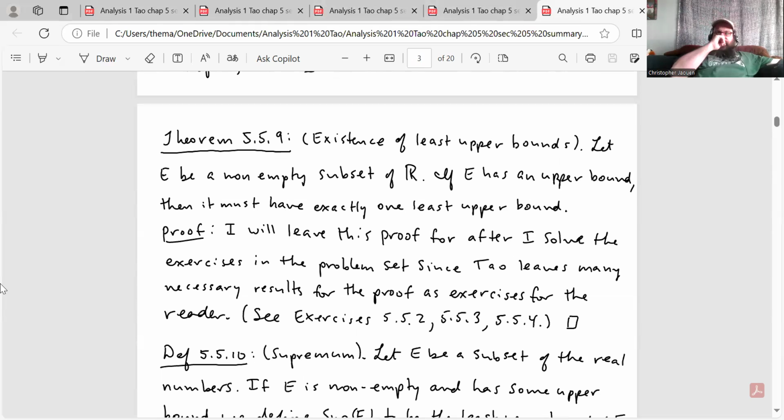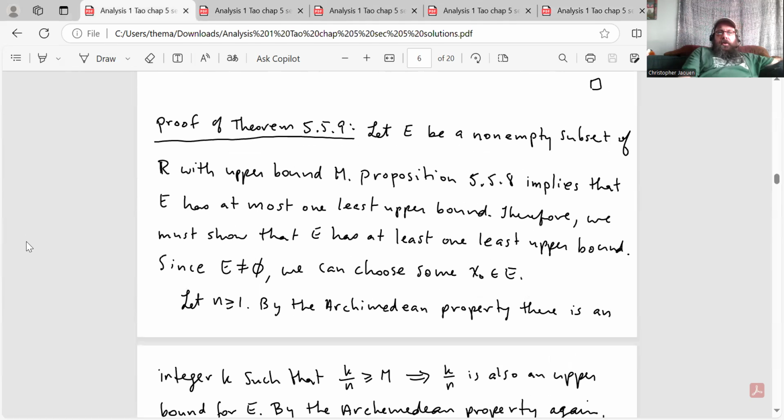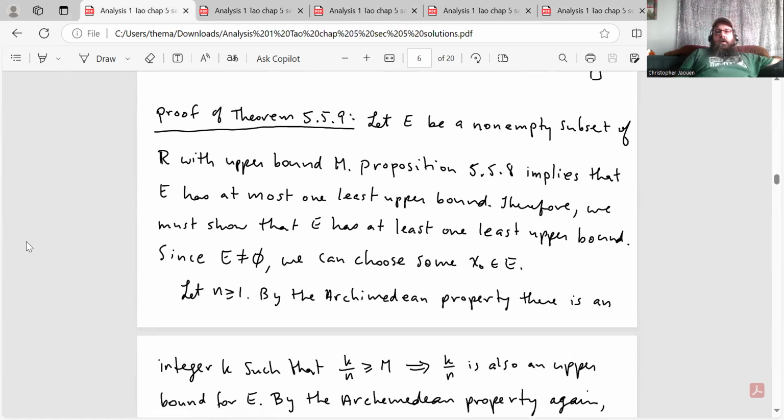Okay, here it is. Theorem 5.5.9 is the existence of least upper bounds. It says let E be a non-empty subset of R. If E has an upper bound, then it must have exactly one least upper bound. Okay, so here's the proof. Now this is Tao's proof, but like I said, I filled in all the details because really Tao's proof isn't really a proof. It's more of an outline of a proof. So this is following his outline, but with all the details filled in.